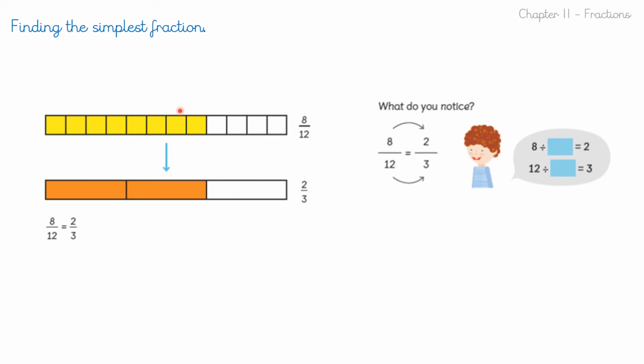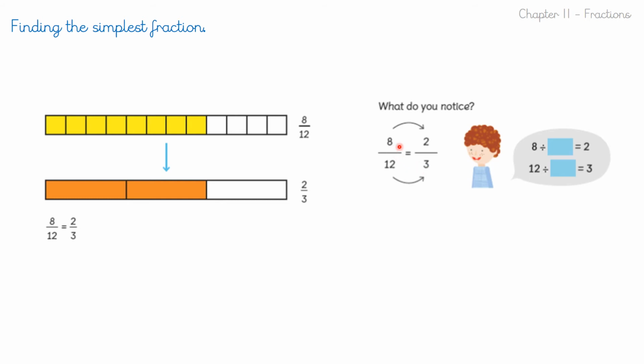Now, if we don't look at our fraction bars, or we don't try to group as we did before, what else can we do? We could use our division knowledge to find the simplest fraction. So, what can we do in order for the 8 to become 2 and for the 12 to become 3? Remember that as we did on Tuesday, when using our times tables, we had to multiply the numerator and the denominator by the same number. So we will have to do the same here. We will have to divide the numerator and the denominator by the same number.